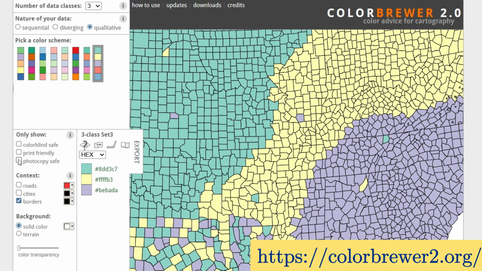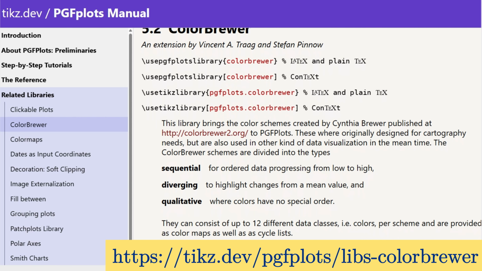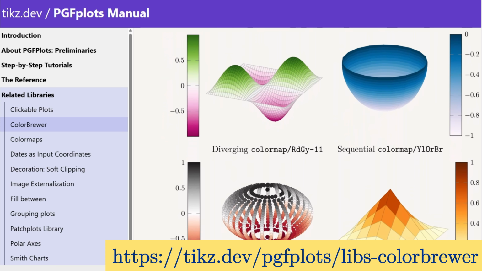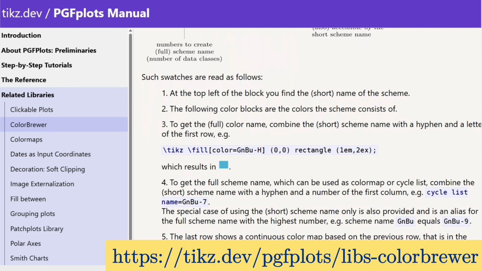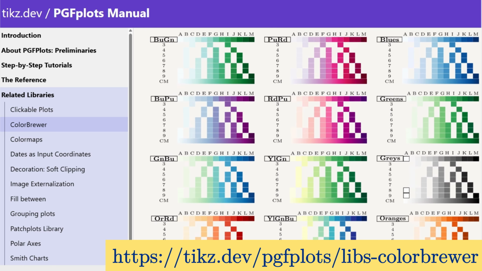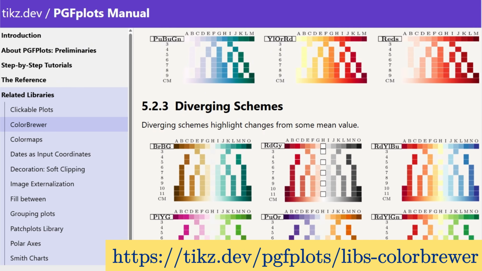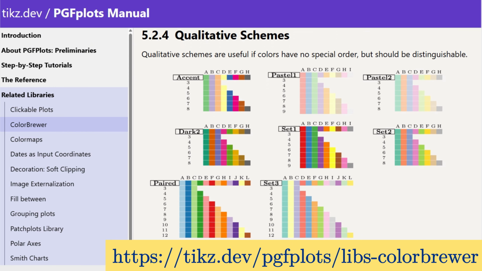Beyond the website, these palettes have also been packed into a LaTeX library, appropriately named ColorBrewer. Within this package, the same color schemes are encoded using standardized names and indices, where each index corresponds to the number of classes being visualized. As you can see, the collection includes all sequential, diverging, and qualitative schemes provided by ColorBrewer. Now that we have identified reliable and well-tested color scales, we're going to put them into practice.